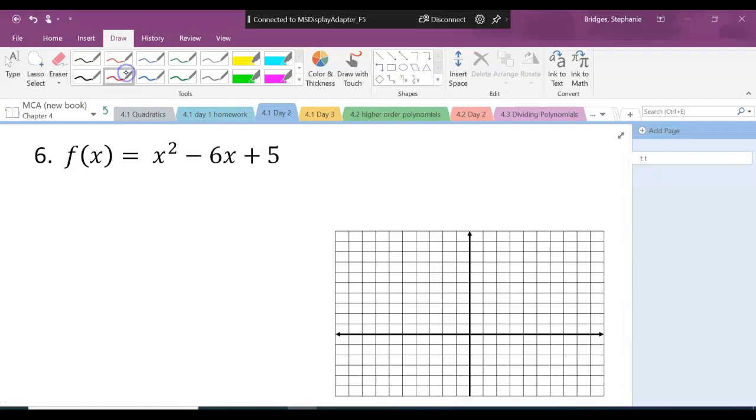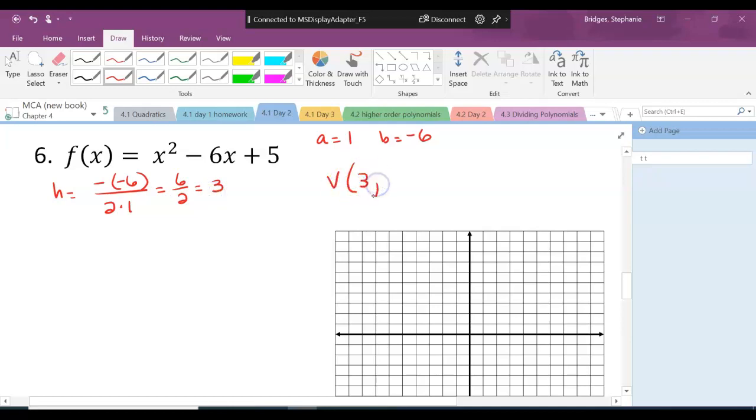What is A? 1. What is B? Negative 6. Okay, so for H, we're going to go the opposite of B over 2 times A. What's the opposite of negative 6? And 6 divided by 2 is 3. Okay, so for my vertex, the H value is 3. Then I can plug that in. Everywhere there is an X, I'm going to put a 3.